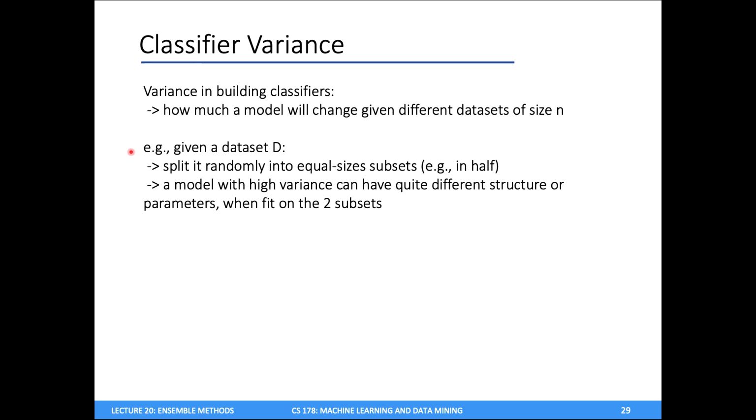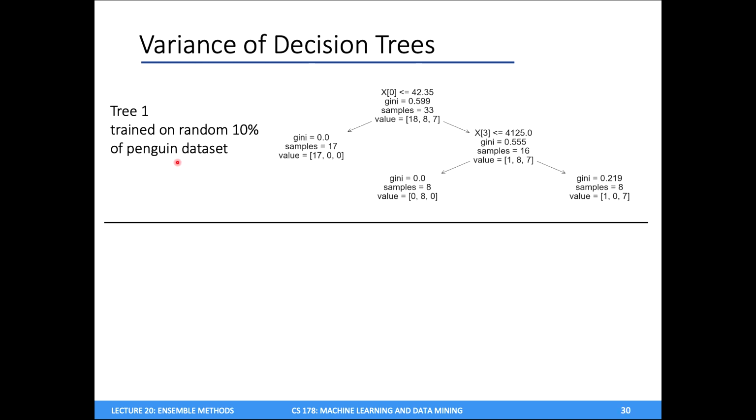So for example, if I have some data set D, and I just split this data set in half into equal size subsets, a model that has high variance is going to learn very different models on these two splits of my data. Okay, let's see an example of what this looks like. So here I'm looking at my Penguin data set, where I train on a random subset of this data, just 10% of it. And I get some small decision tree here.